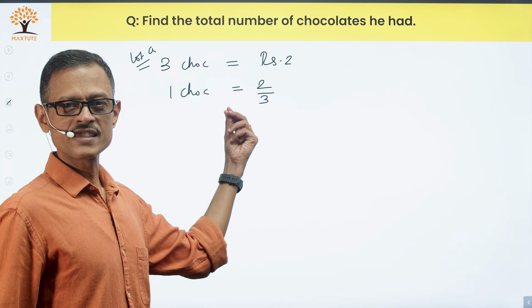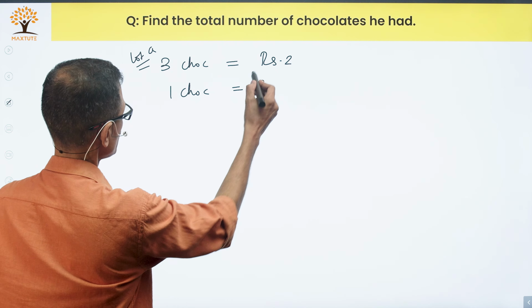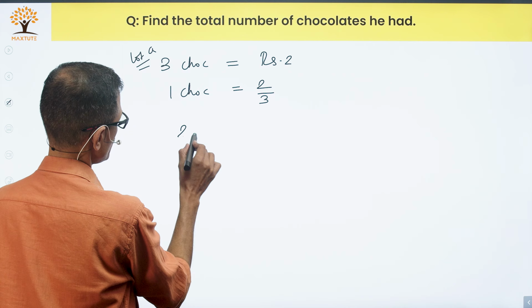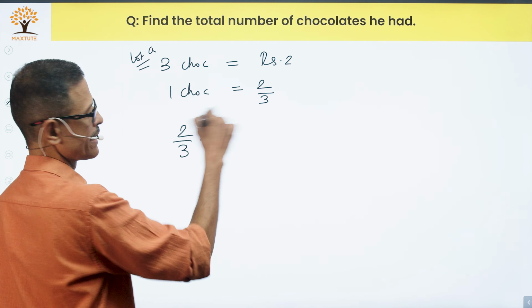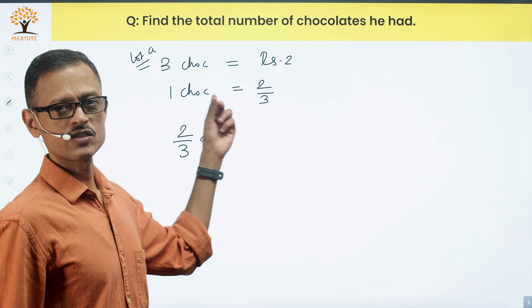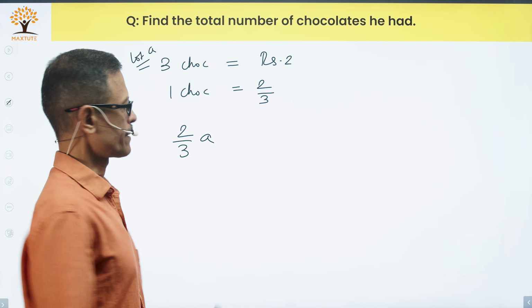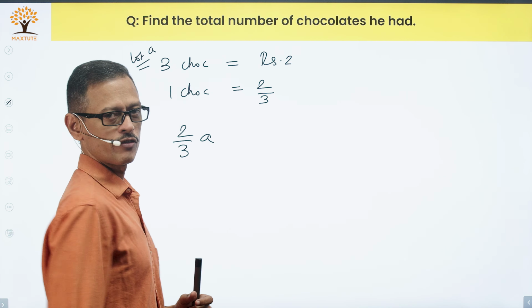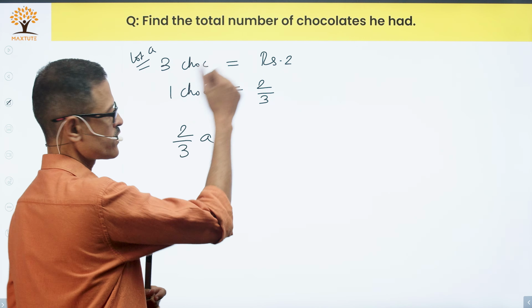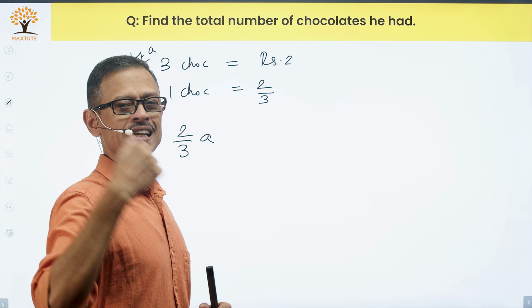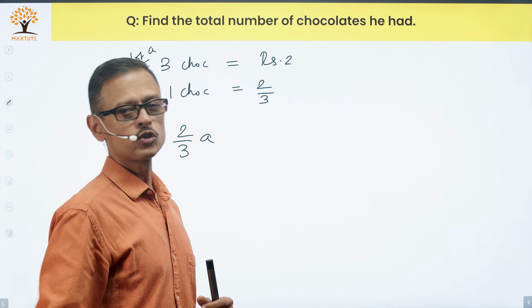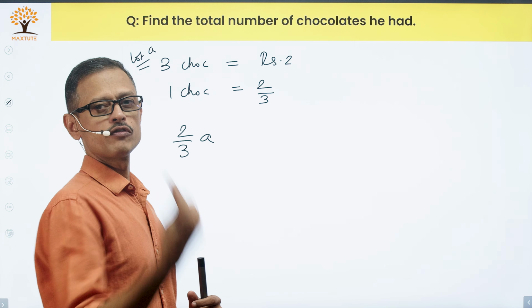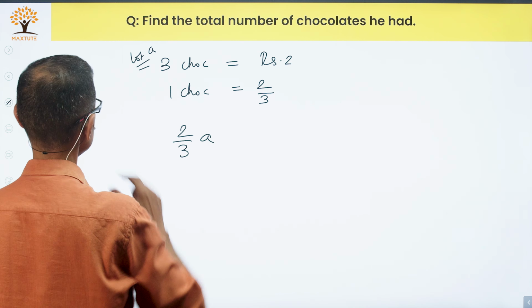How many chocolates does he have? He's got A chocolates. So how much would he have got totally? He would have got 2 by 3A by selling all A chocolates, the first lot, at 2 by 3 rupees a chocolate, right? 3 chocolates sold for 2 rupees. So 1 chocolate will be sold for 2 by 3 rupees. 2 chocolates for 2 into 2 by 3 rupees. X chocolates for X into 2 by 3 rupees. A chocolates for A into 2 by 3, which is 2 by 3A.